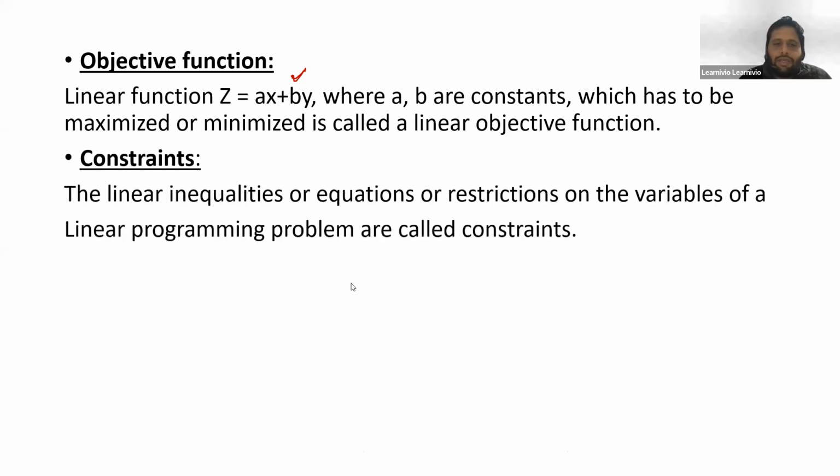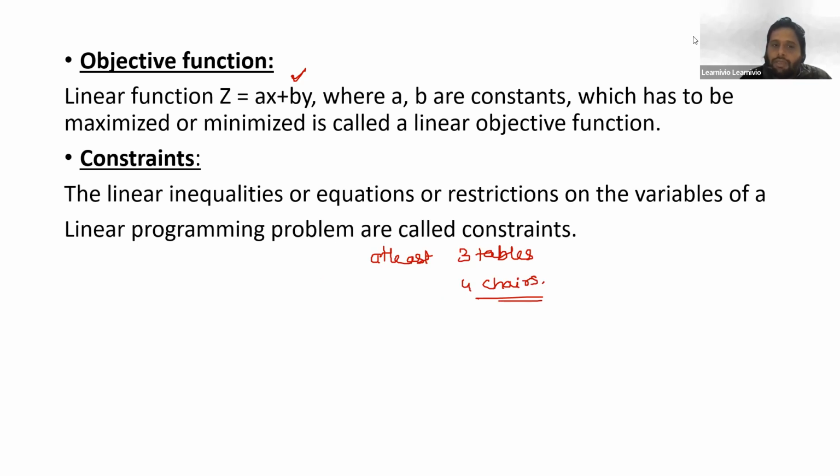Now, constraints, okay? What are constraints? The linear inequalities or equations or restrictions on the variables of a linear programming problem are called the constraints. So, for example, again, the same thing. If you need to maximize the profit, they will give you certain conditions. For example, it is compulsory that you will sell at least 3 tables and 4 chairs. So what are the conditions? What are the restrictions they will give on the variables? That is called the constraint.